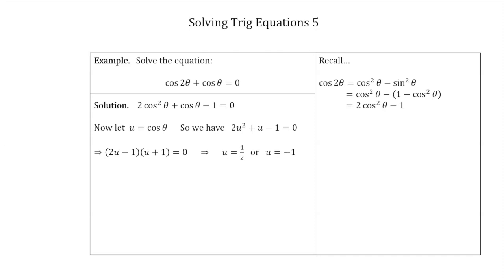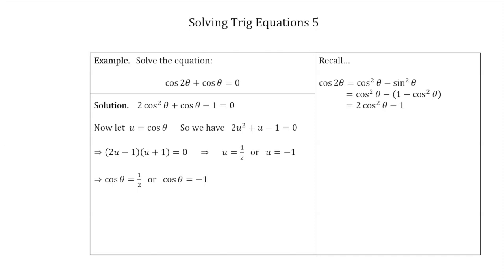There are videos on how to factorize quadratic equations in the algebra set of videos, so I'm not going to go through that here. But if you're unsure on that, just go and watch those videos. So we've got our solutions for u, but we're trying to solve for theta here. So u is equal to cos theta. So we have cos theta equals 1/2 or cos theta equals minus 1.